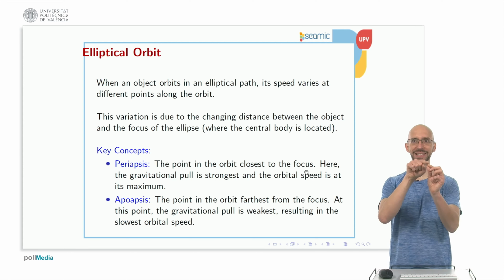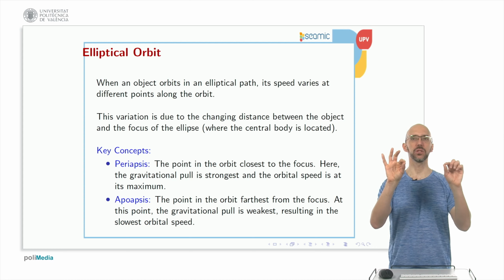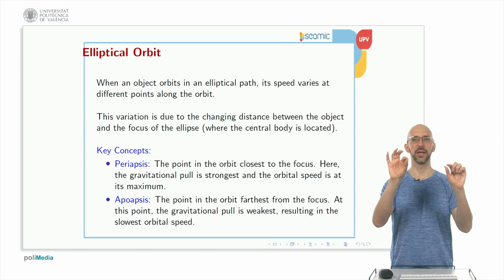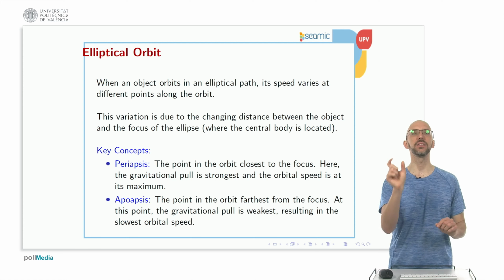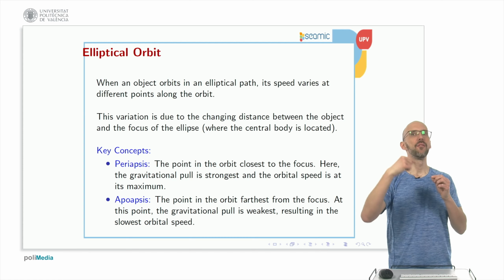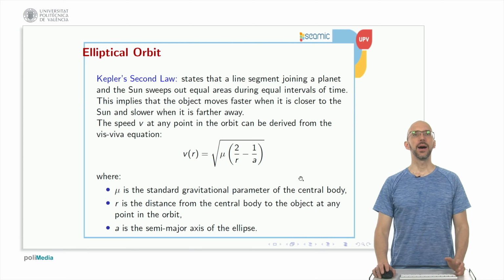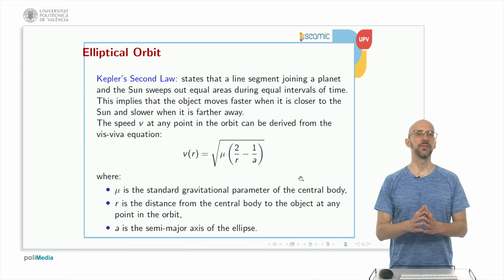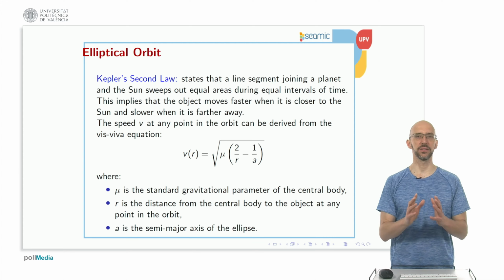Be careful, not the center. An ellipse has two foci, the main focus and the secondary focus. The main one is very close to one side of the ellipse. This is the periapsis, and the farthest point is the apoapsis. In this case we need this information, but we are going to deal with the semi-axis first.